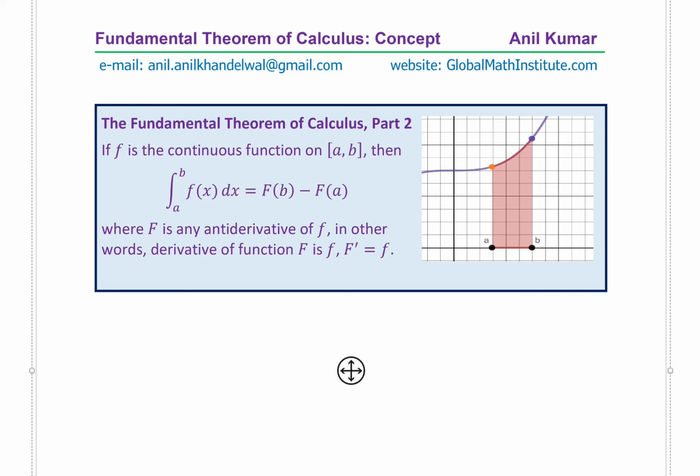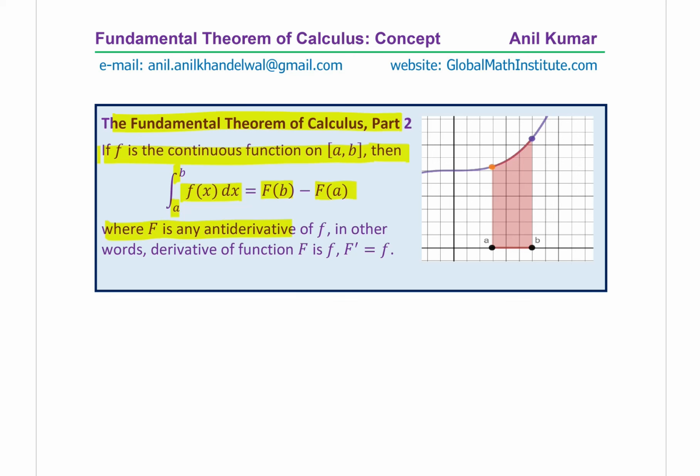Let's see formally how we state the theorem itself. When you want to state the theorem, you have to put the exact wordings, and that is why we are rewriting it. The fundamental theorem of calculus part 2, which we just derived, is: if f is a continuous function on closed interval a and b, then the definite integral from a to b of f of x dx is F of b minus F of a, where F is any antiderivative of f. In other words, the derivative of F is f, so F prime equals f. So that is the fundamental theorem of calculus. Clear?